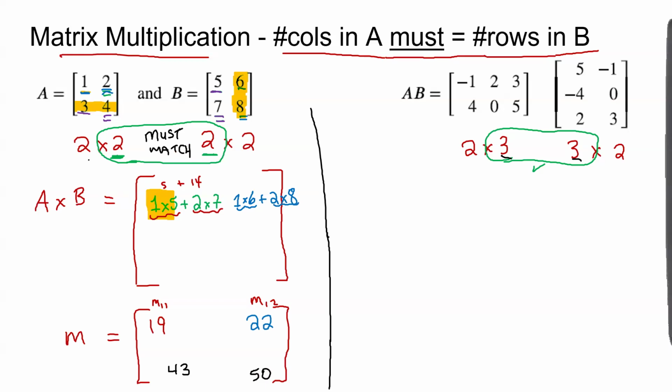And actually what we ended up with was a 2 by 2. So those numbers on the outside will tell us the dimension of the multiplied matrix. This one is a 2 by 3. Again, these must match in order to be able to multiply them, and you're going to end up with a 2 by 2, the numbers on the outside of this thing.